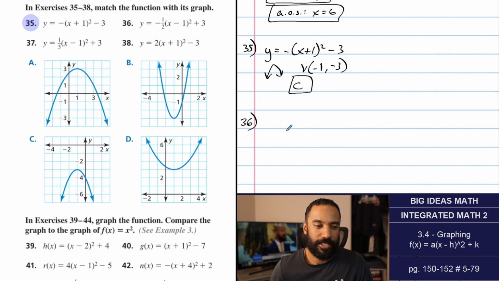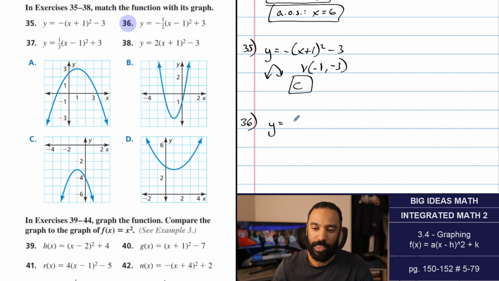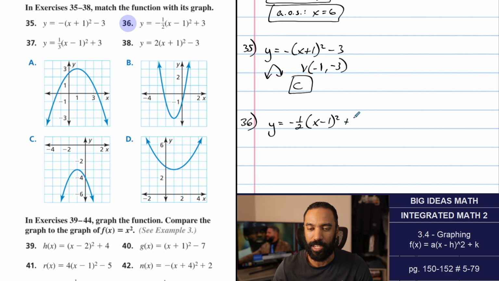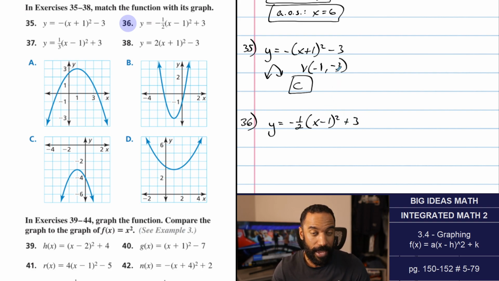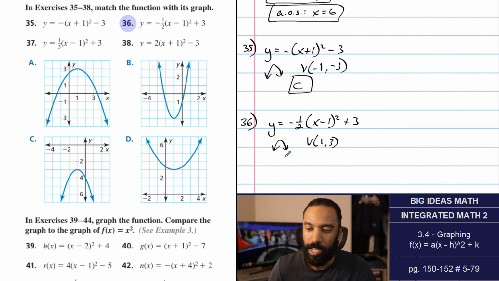Number 36, we have y equals negative 1/2 times (x minus 1) quantity squared plus 3. Now, I'm not really looking too heavily at the 1/2 portion, just the fact that it's negative, but it would be nice to confirm that this is the graph that they made as well. It should be A as the answer because it's upside down, and the vertex is at 1, 3. So that does look like that first one, which will be A.